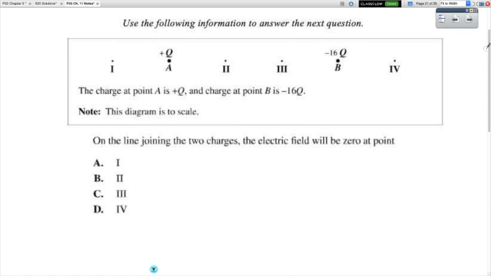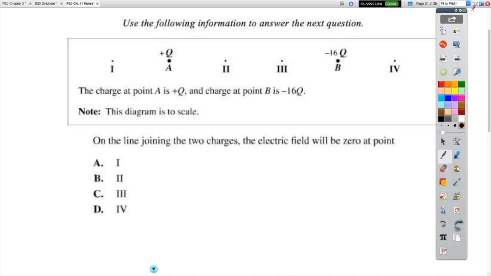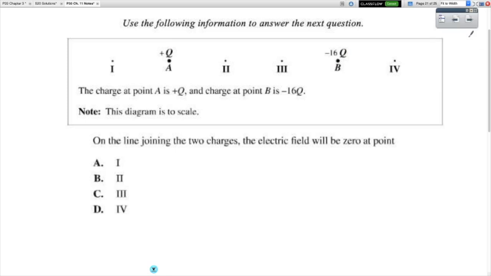Okay, so here we have a diploma style question on page 21 of the notes. It asks us, if the charge at point A is positive Q, and the charge at point B is negative 16Q, so take Q, multiply it by 16, and give it the opposite charge, on the line joining the two charges, the electric field will be zero at which point? And it says that the diagram is to scale.